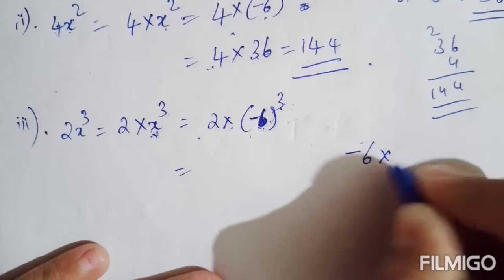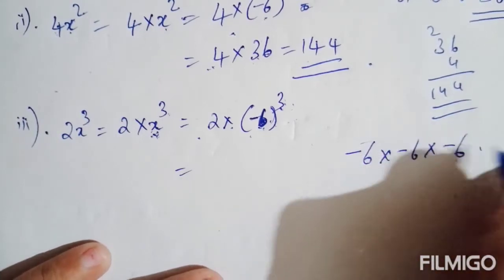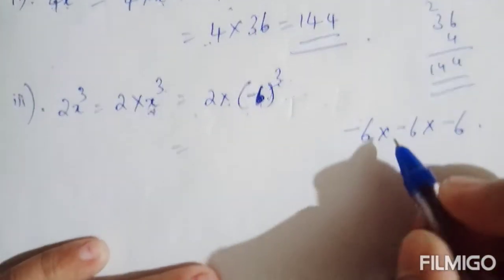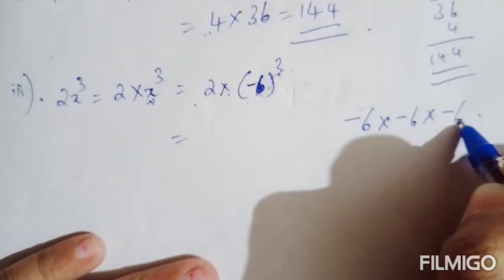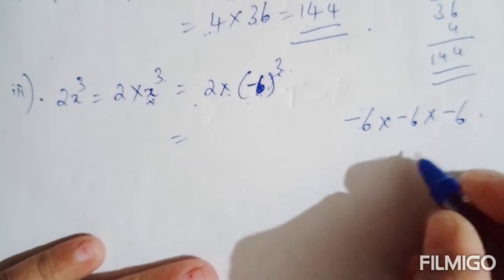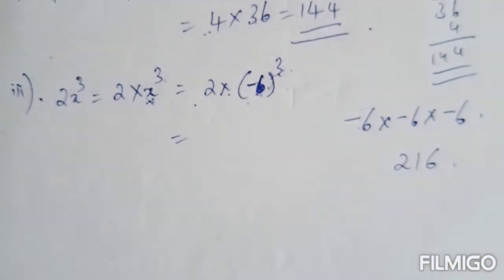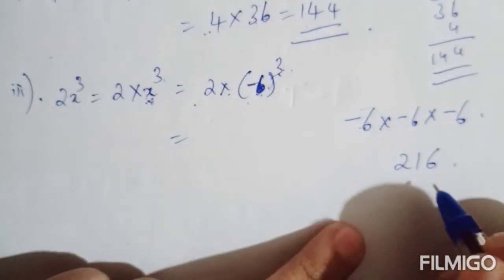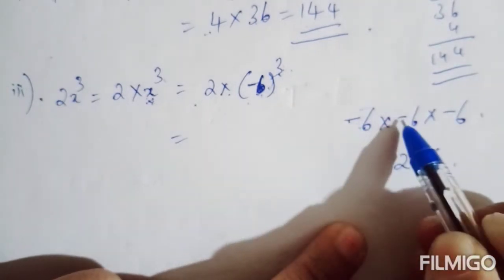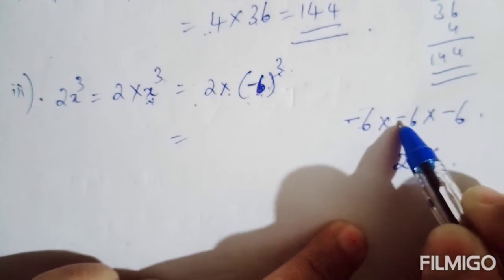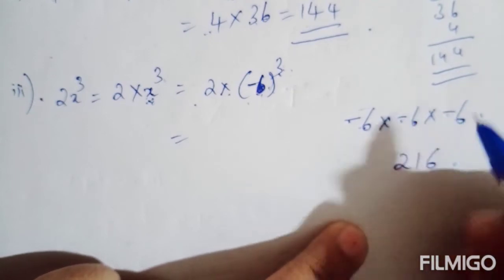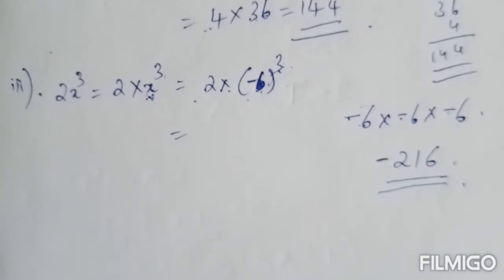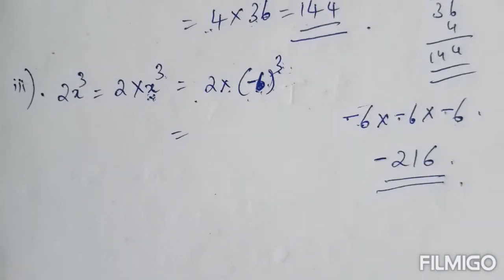It is minus 6 into minus 6 into minus 6. Minus 6 you multiply it 3 times. Now we know 6 into 6 into 6. 6 into 6 36. 36 into 6 it is 216. Now what will be the final sign? Negative into negative it is positive. Positive into negative negative. So negative 216 will be minus 6 whole cube.